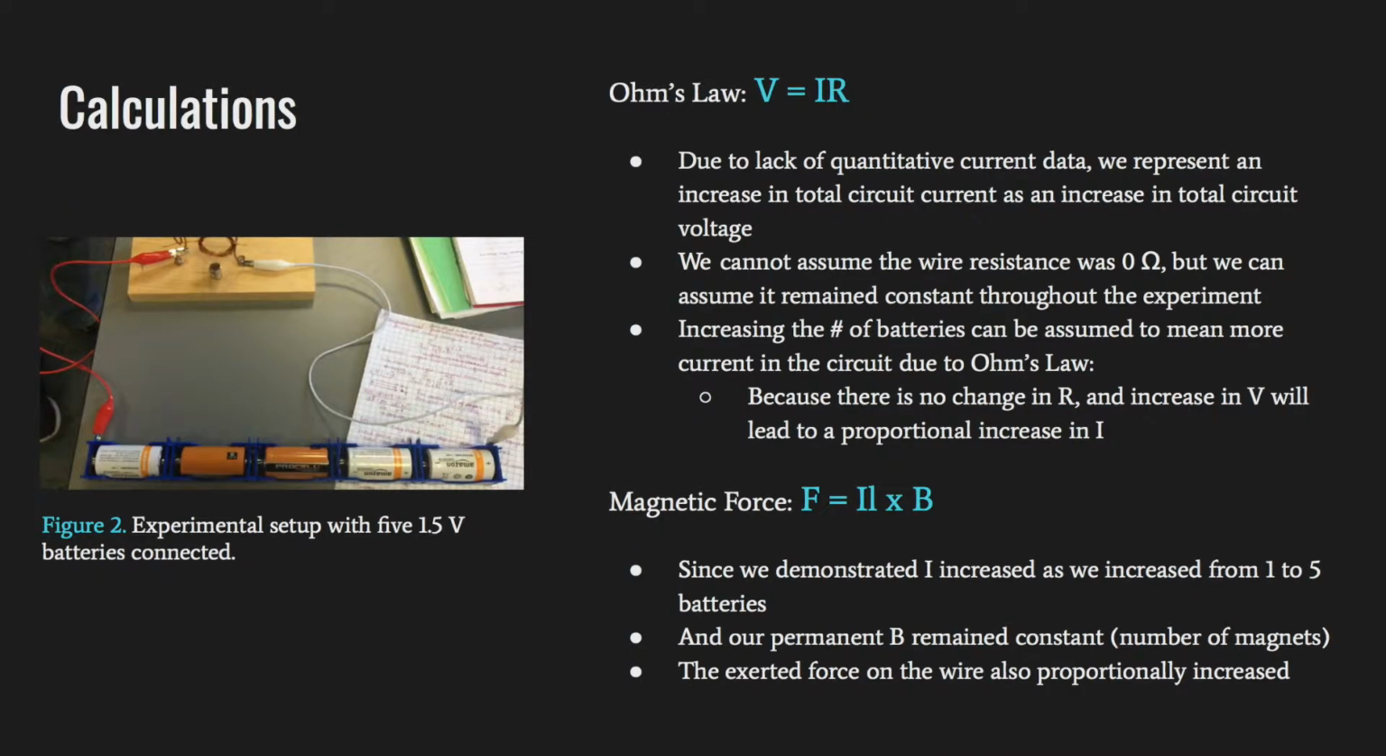We considered 2 equations for our experiment, Ohm's law and magnetic force. Due to lack of current measurements, we represented an increase in current as an increase in voltage. According to Ohm's law, as long as we assume the resistance to remain constant, an increase in voltage will proportionally increase current. Since we demonstrated an increase in current and our permanent magnetic field and wire length remain constant, the increase in current will result in an increase in the force exerted on the wire.